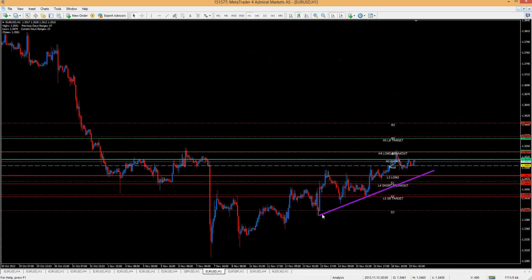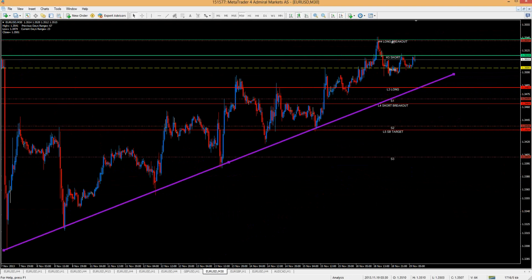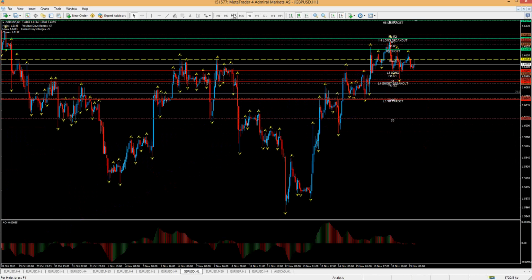Let's take a look at the 1 hour. What you definitely want to wait for before shorting is a break of this trend line. And when we reach the price level of L4 at 134.60, we would be breaking that trend line as well. So back to 30, you can see that. Oh, it makes sense. So that's the pivot point indicator. Let's take a look at pound, and then we'll go back to technical analysis.